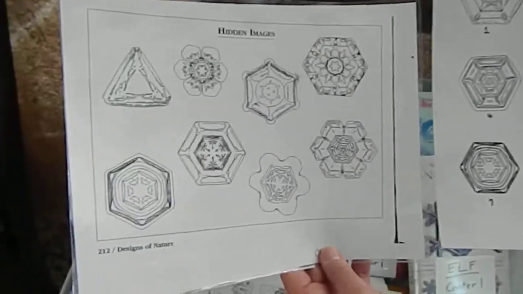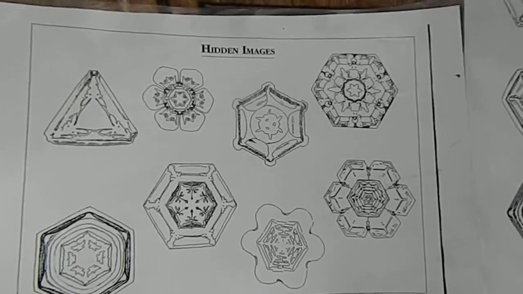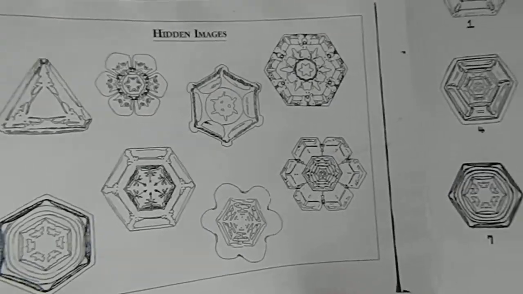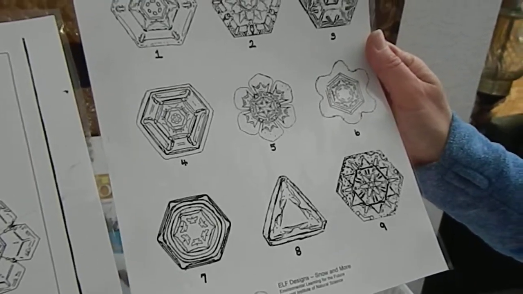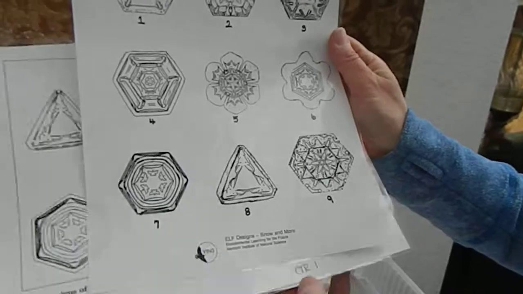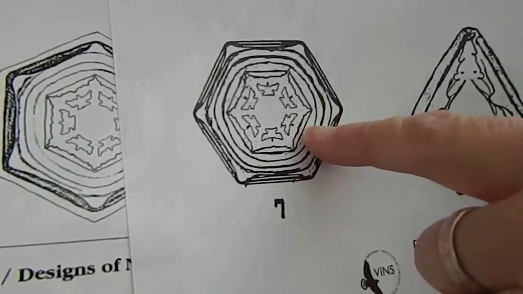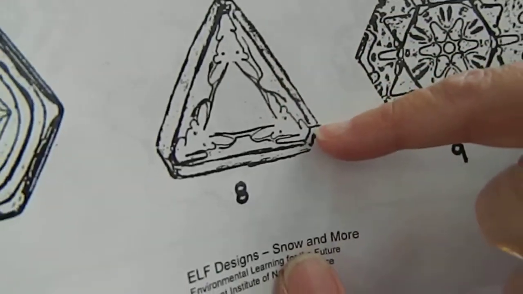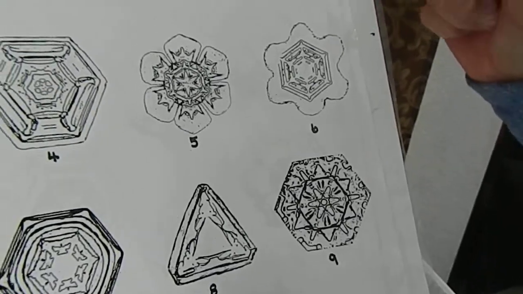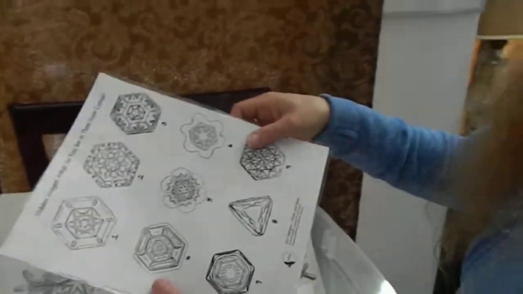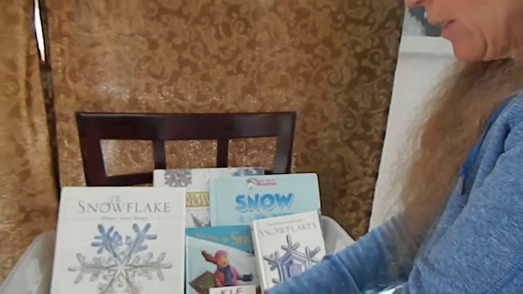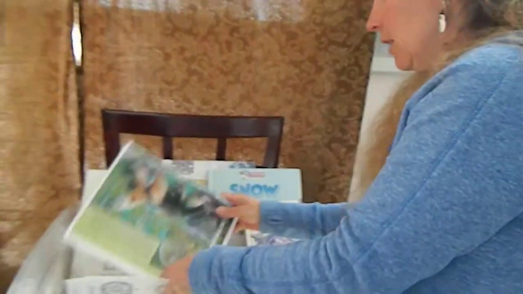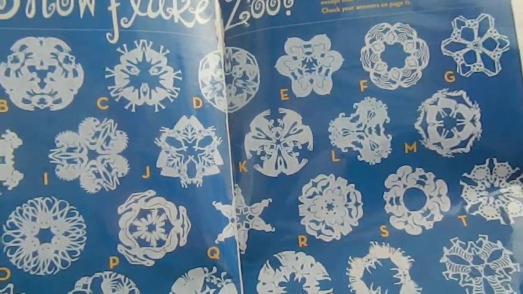And then there is an activity called Hidden Images. In this activity, students are asked to look at these snowflakes and try to pick out images they might see inside. So for instance, as I'm looking, there are birds in that one. I don't know if that's a frog or a rabbit, but there's something there. That's a fun activity just to get them to make some more observations. And here we go, we have a snowflake zoo, different animals made into snowflakes.